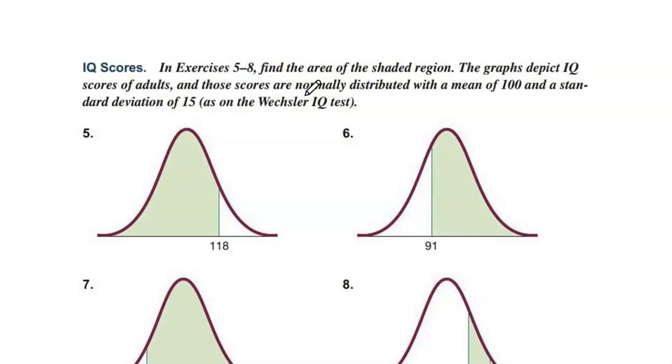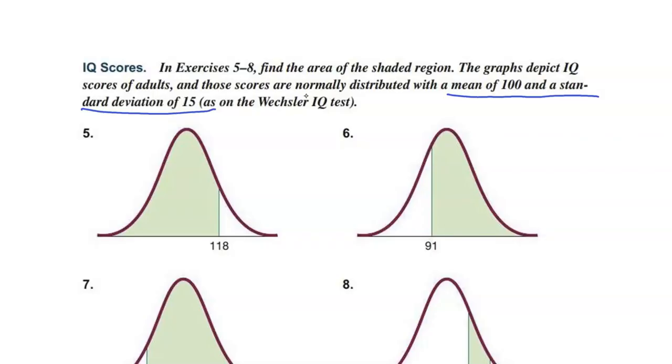In this video, we are going to talk about normal distributions and what it means to standardize a value. So let's get started. In this example, we're talking about IQ scores. IQ scores are normally distributed with a mean of 100 and a standard deviation of 15. And they're asking us to find some probabilities associated with different values.